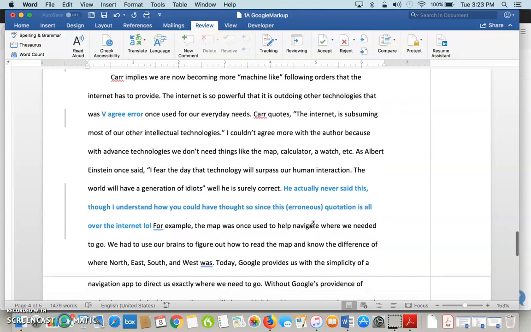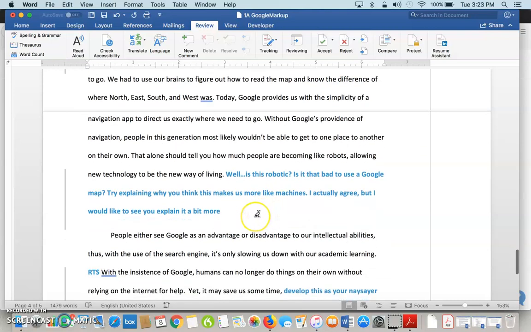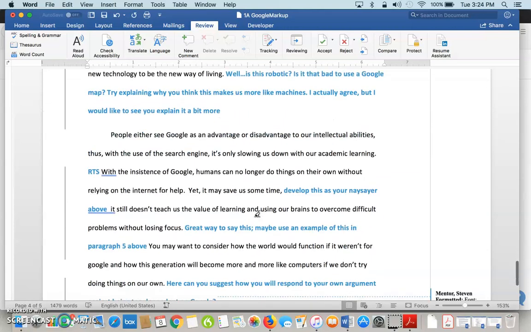And then finally, the third point about we're becoming machine-like, and she talks about how we use these maps all the time from Google, but we wouldn't know how to get around if we didn't have the maps. So what I said to that was, well, is this robotic? Is it that bad to use Google Map? I'm not saying that I'm disagreeing. I'm just saying, try explaining what you think this makes us, you think this makes us more like machines. I actually agree, but explain more. Like, for example, it doesn't do you any good if your phone's out of juice, or maybe it makes it so that we really can't go anywhere unless we have a phone. That kind of was interesting.